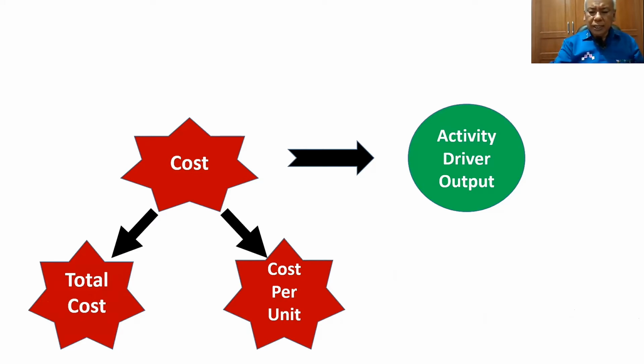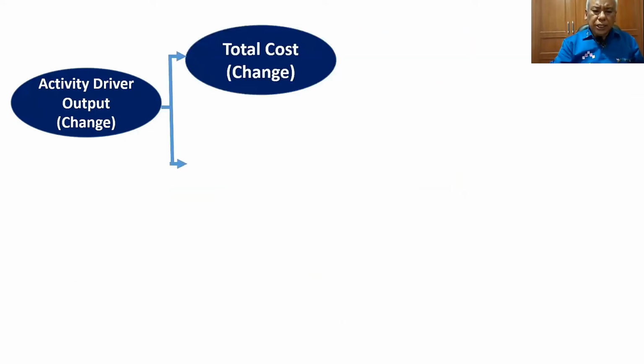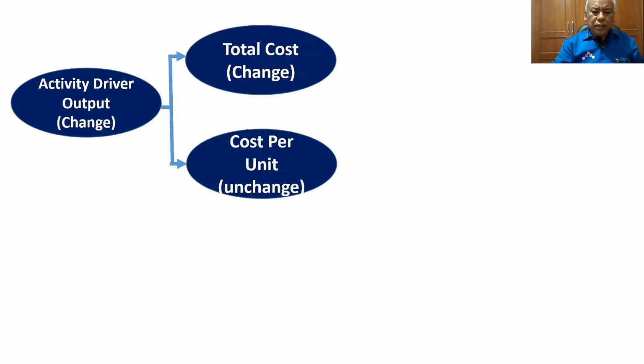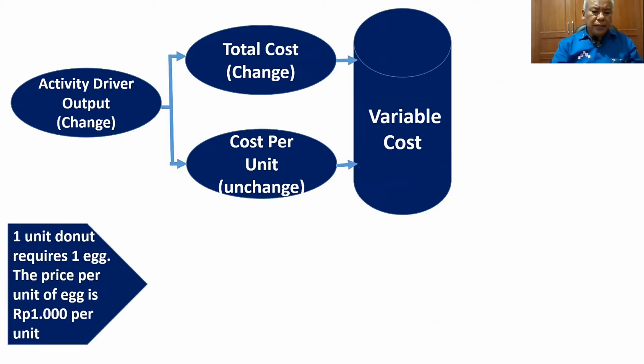Actually in this case, there are three possibilities. The first possibility: when the activity driver output changes, the total cost also changes while the cost per unit remains constant or unchanged. If a cost behaves like this, we classify it as a variable cost. I can give an example.